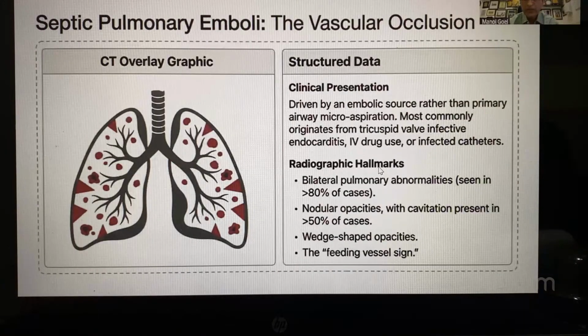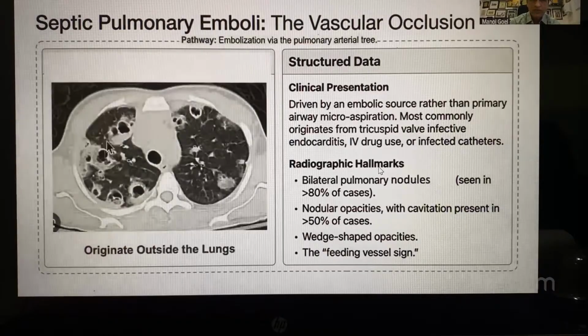Septic pulmonary emboli are sort of an outlier because they occur because of vascular occlusion. The clinical presentation is driven by the embolic source rather than primary airway microaspiration. Most commonly, it originates from tricuspid valve infective endocarditis, especially in IV drug abusers, and those with infected catheters. The radiological hallmarks would be bilateral pulmonary nodules, seen in more than 80% of cases, with cavitation in more than 50% of these nodules. There would be a wedge-shaped opacity because of the pulmonary infarct, and you may find the feeding vessel sign, where a feeding vessel leads to some of these nodules.